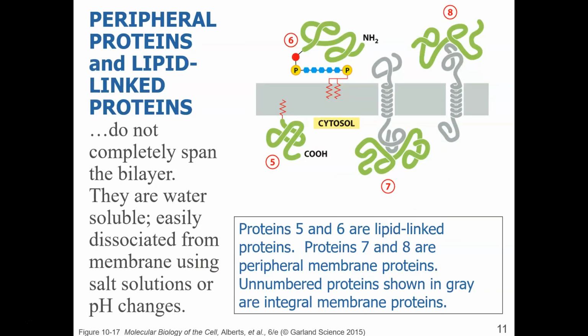Here's another diagram that shows the various kinds of lipid-linked proteins. Here, proteins are covalently attached to a fatty acyl chain, and this anchors them into the membrane. Proteins labeled 5 and 6 right here are lipid-linked proteins. Proteins labeled 7 and 8 are peripheral proteins. They are just loosely associated with these integral membrane proteins right here. So these proteins are actually fairly easy to dissociate from the membrane if you want to study them. Usually either a salt solution or pH change will be all you would need to dissociate these proteins from the membrane.